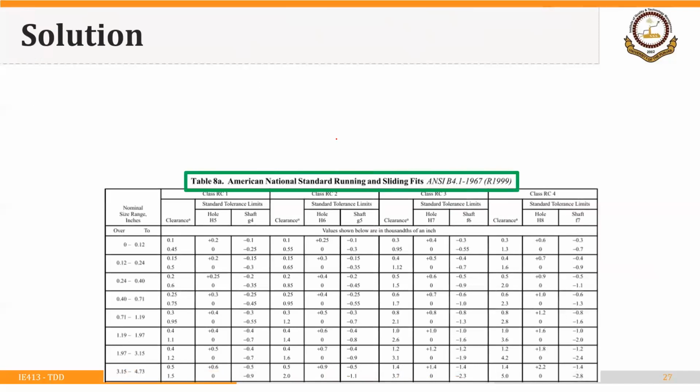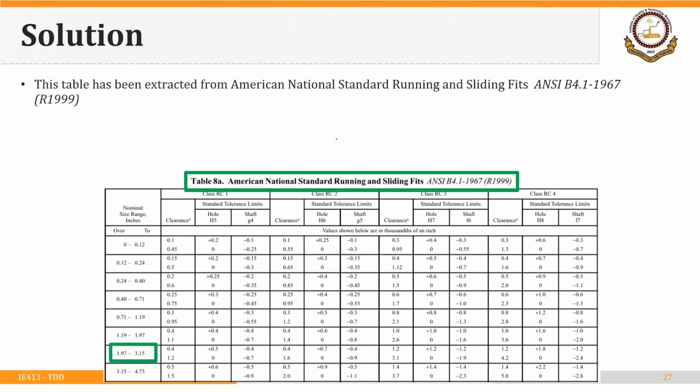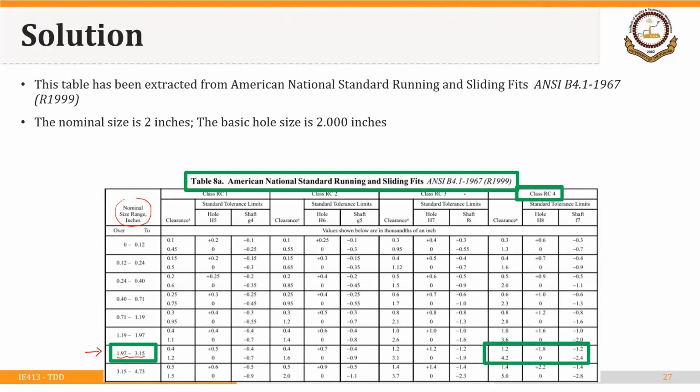So this is the table from Machinery's Handbook. Table 8A is for running and sliding fits. First we need to know the size of the fit, that is 2.00. That has to be looked up in this first column, the nominal size ranges in inches. So 2 lies here between 1.97 and 3.15. And the second thing is to look for the tolerance under the required class of the fit. The class of the fit is RC4, and we come across these different values.